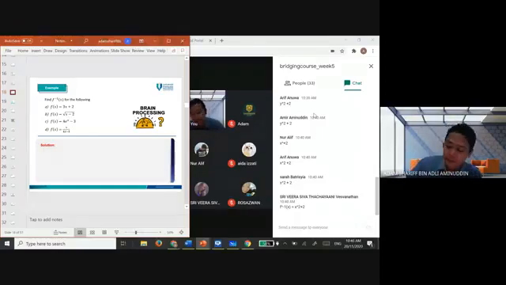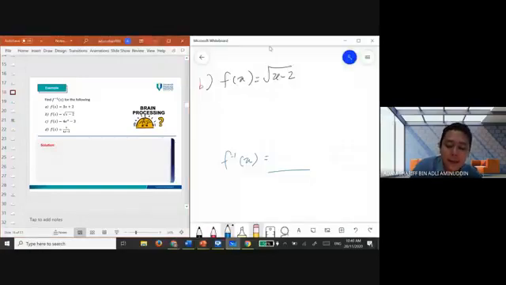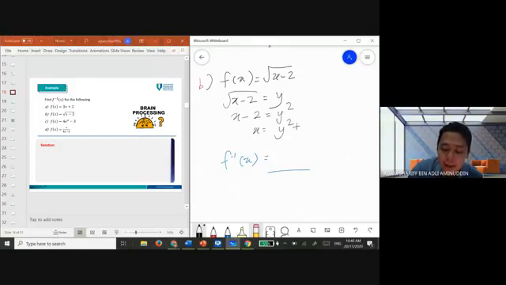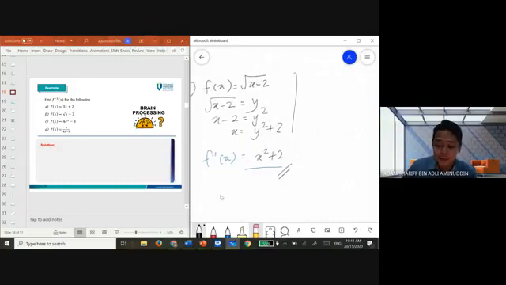Let me check for y. It's normal for you to let, okay, I skipped steps because I don't need to show the fundamentals again. So x minus 2 is y squared, x equals y squared plus 2. This is in terms of y, so in terms of x it is x squared plus 2. Very easy, right?